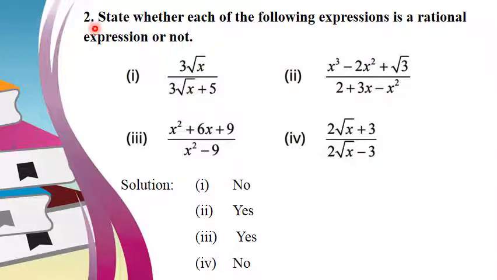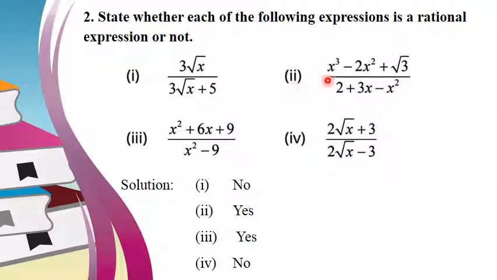Okay, question number 2. State whether each of the following expressions is a rational expression or not. For this purpose, we have to check the numerator as well as denominator. If both numerator and denominator are satisfying the property of a polynomial, then it is a rational expression, otherwise it is not. So in the first question, we are observing that 3 square root of x divided by 3 square root of x plus 5, both numerator and denominator have exponent of variable 1 upon 2. So it is not an integer, so we will say that it is not a polynomial.